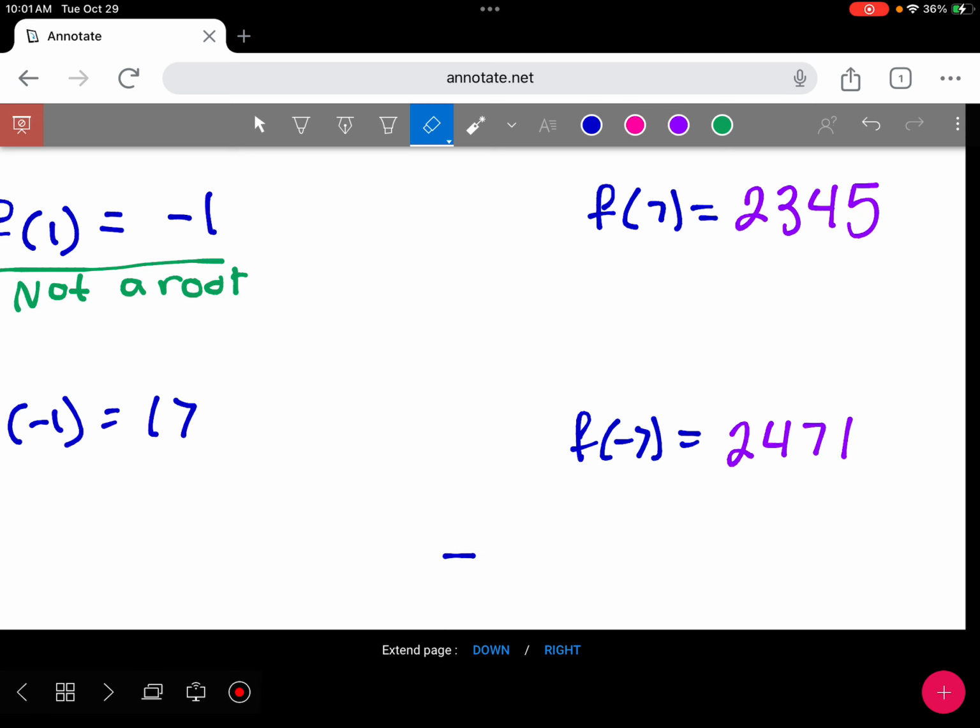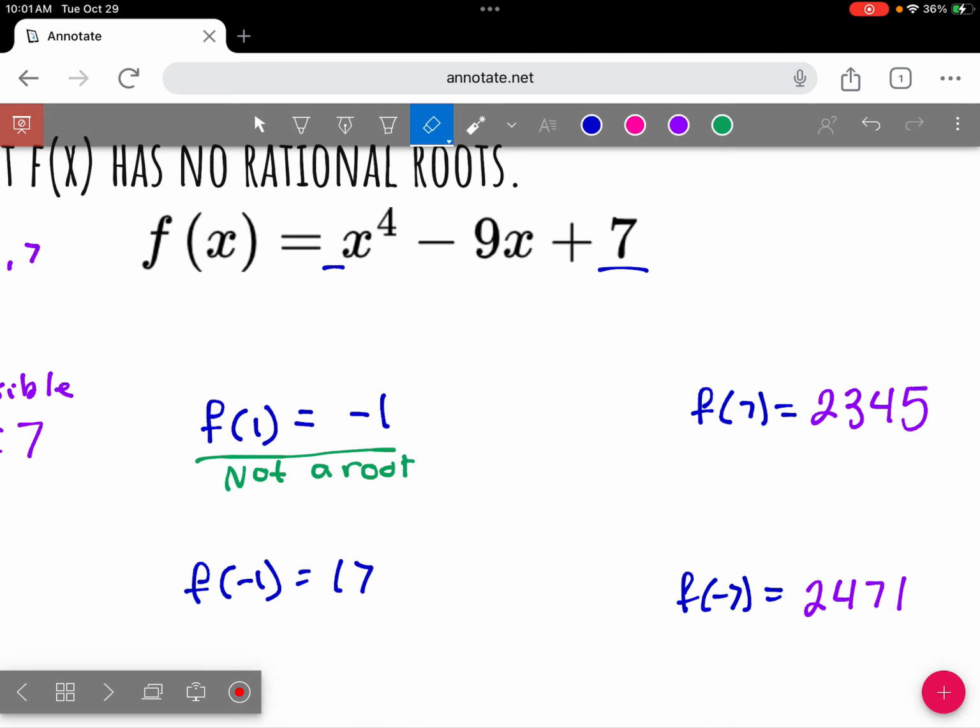So none of these are roots at all, which is exactly what we were asked to show. But if it had, would they show all the different irrational roots? It will have imaginary roots. And in fact, I believe this one only has complex roots.